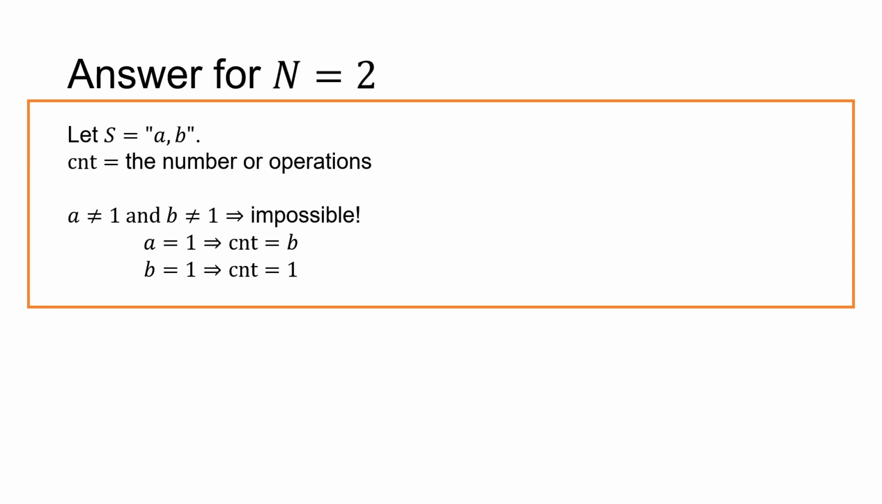Let S equals A and B. If A is not equal to 1 and B is not equal to 1, the operation continues infinitely. However, if A equals 1, we need B operations. Similarly, if B equals 1, only one operation is necessary.